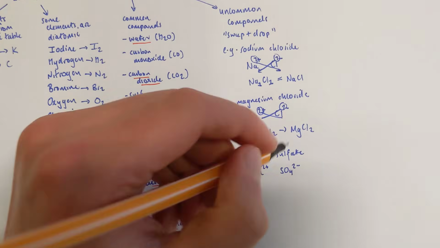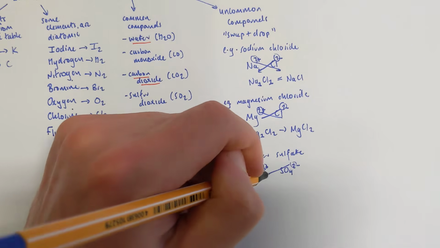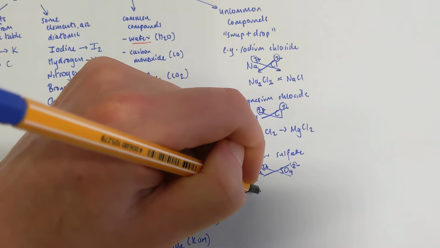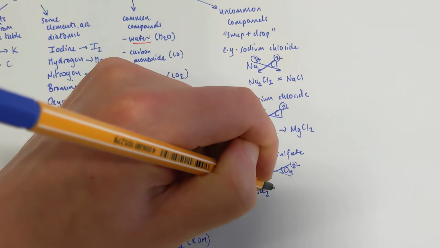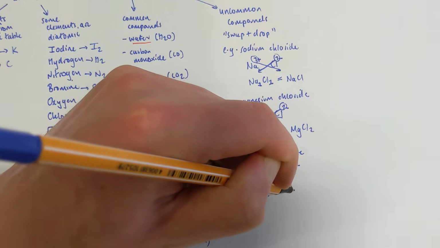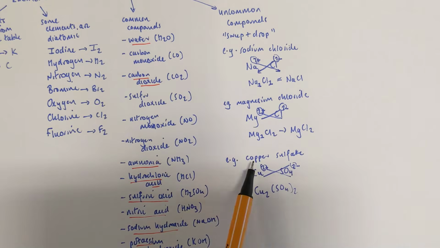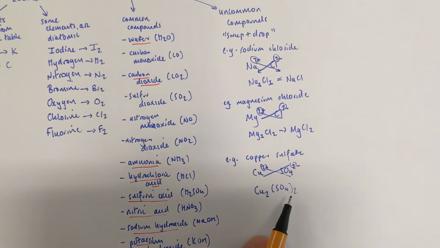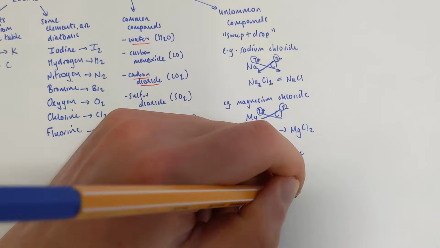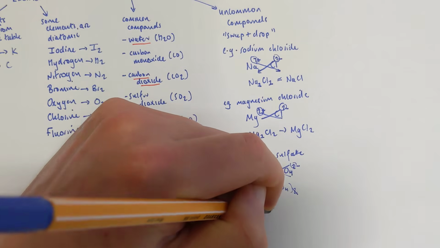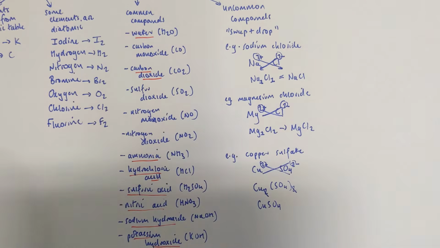Now we've got 2+ and 2-, so we're going to swap that over and drop it down. And you end up with Cu2(SO4)2. So after brackets around the SO4 because they've got 2 of the whole thing. But in this case, because you've got the same number on both things in the formula, you kind of cancel down a little bit like fractions in maths. So this becomes CuSO4. So that's a couple of examples of how you might form formulae for uncommon compounds using a technique called the swap and drop.